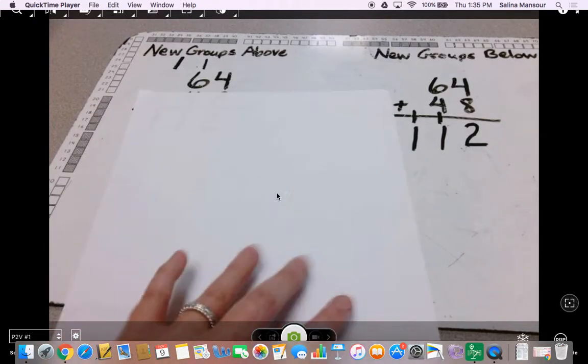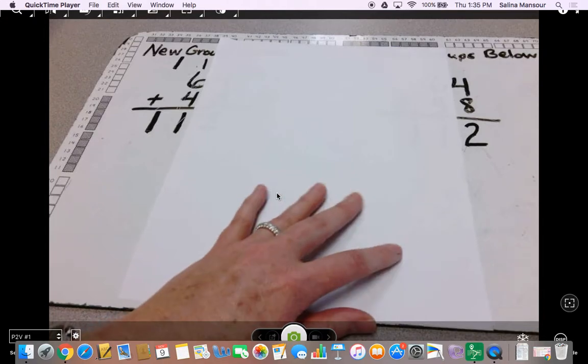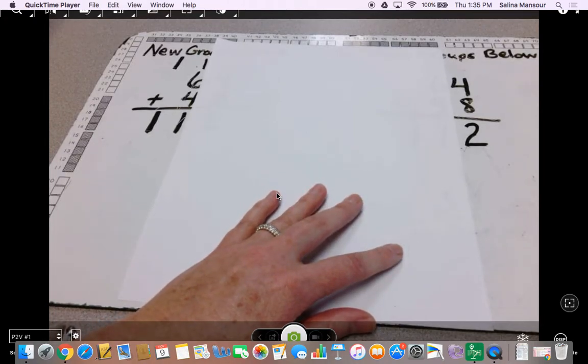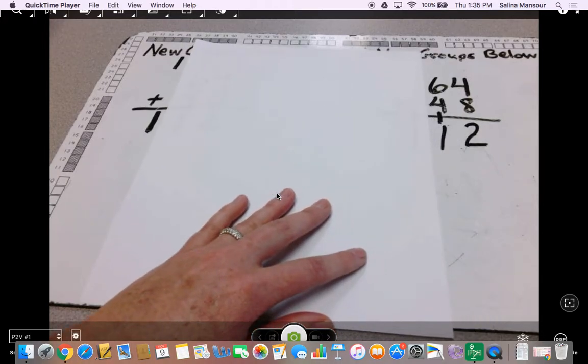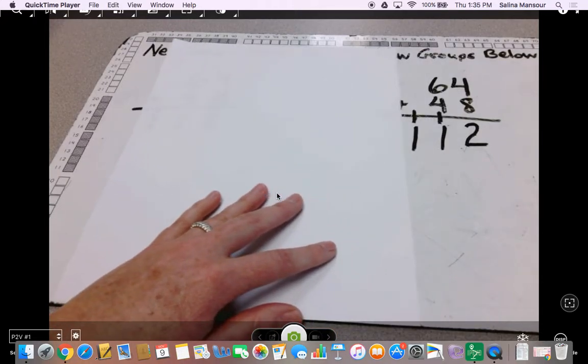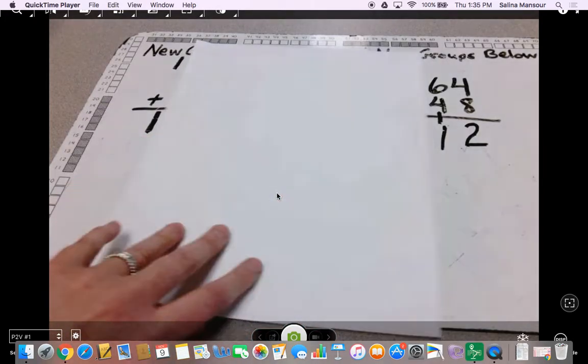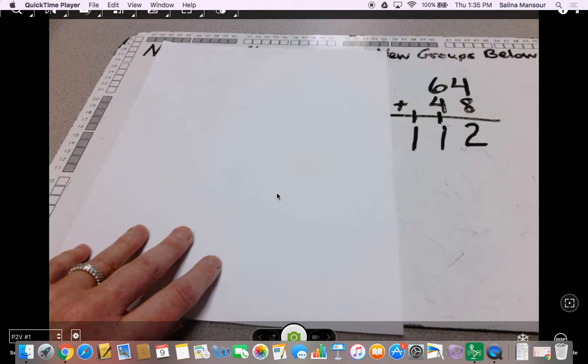And again, if you look, if I cover this up with a paper, if you're at home, you can use a Post-it or a sticky or just any piece of paper to help make sure that you're lining up your place values. So again, we have our ones place, our tens place, and our hundreds place.